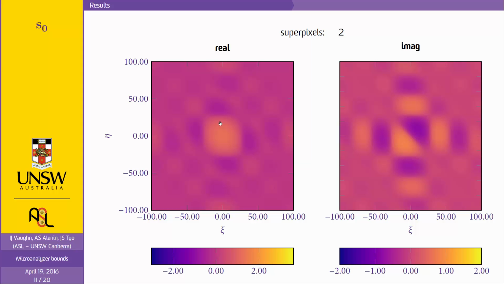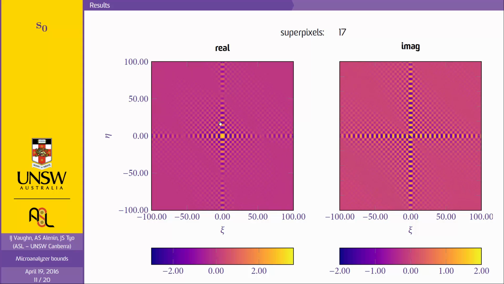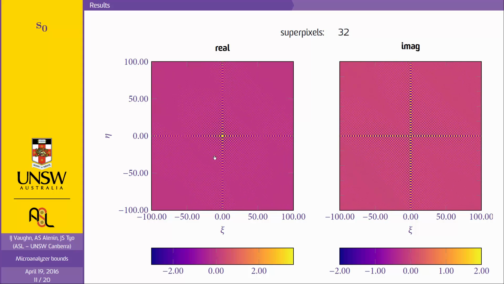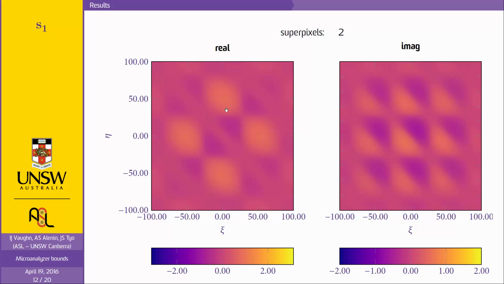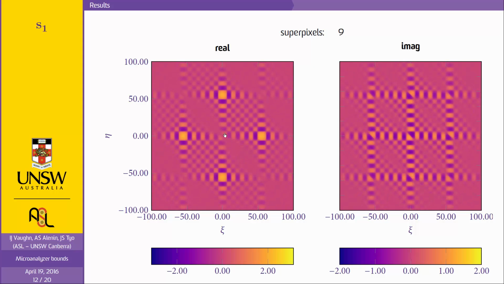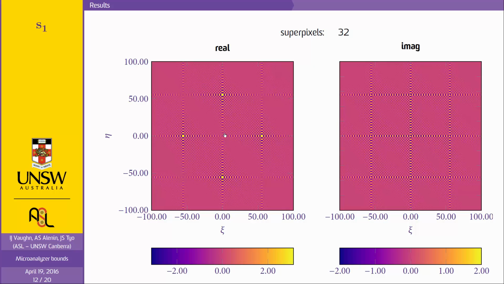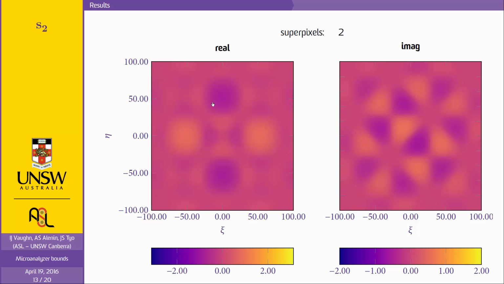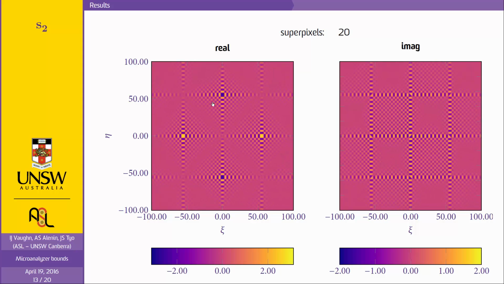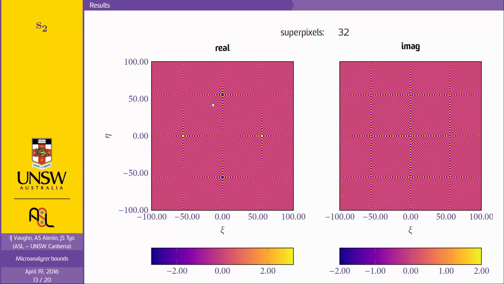As we increase the number of superpixels, you can see that, as we expect, our delta function approximations become more and more narrow or sharp. They also become greater in magnitude. And then we've graphed the real and imaginary parts. That was S0. Here is S1, as we increase the number of superpixels or unit cells. And S2. Remember, for a conventional linear micropolarizer array, S3 cannot be measured.